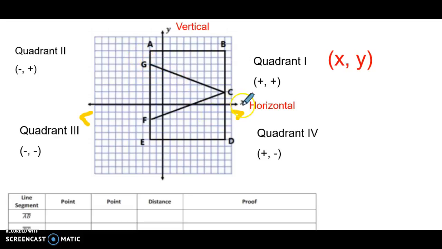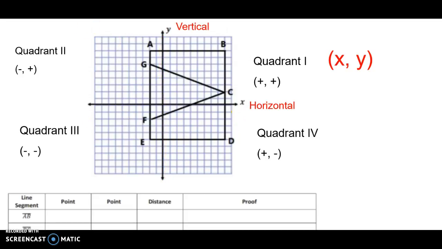So the x-axis is a horizontal line. That leads us to the y-axis being a vertical line. It's going up and down. You can kind of remember that because the higher you go up, the more your numbers are going to increase. The further you go down, they're decreasing. So this y-axis is a vertical line. It's going up and down.